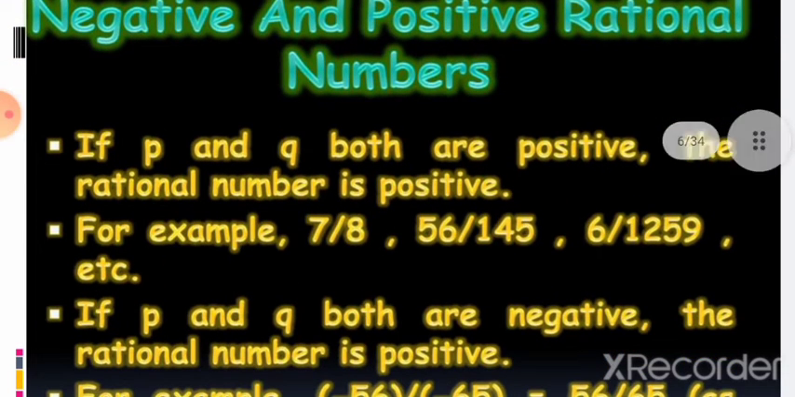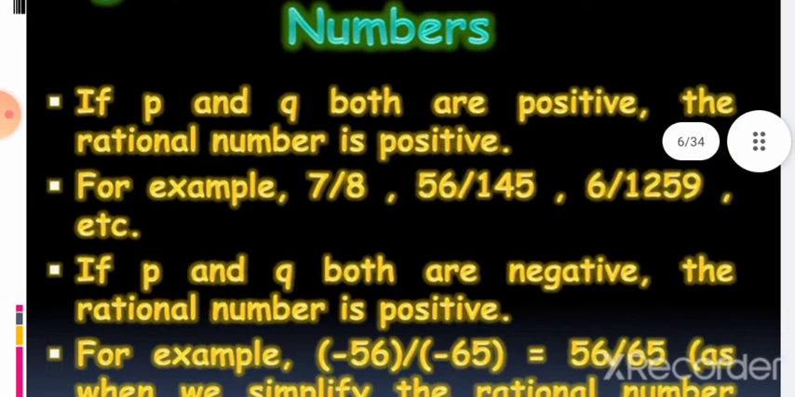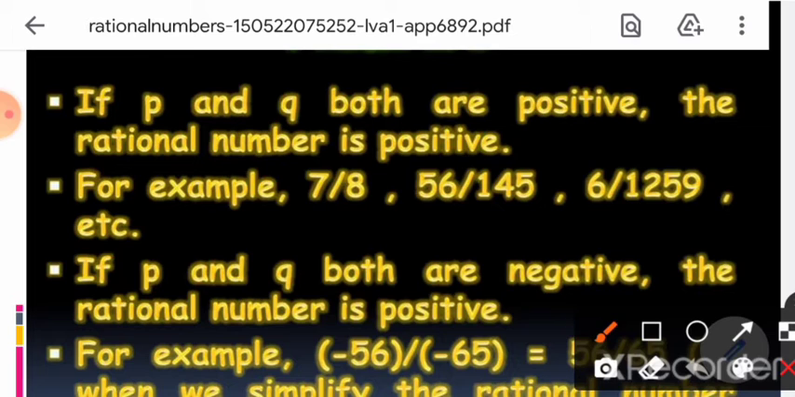Who is a positive rational number? If p and q both are positive, or both are negative, then this type of rational number is a positive rational number.